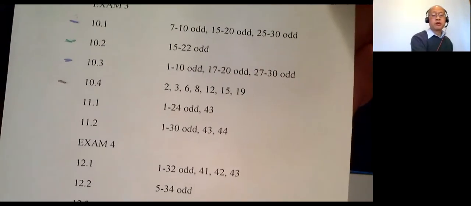All right, so without further ado, we'll go right to it. Okay, so what do we have? 1 to 24, odd, and 43. Again, I'll do most of the evens.